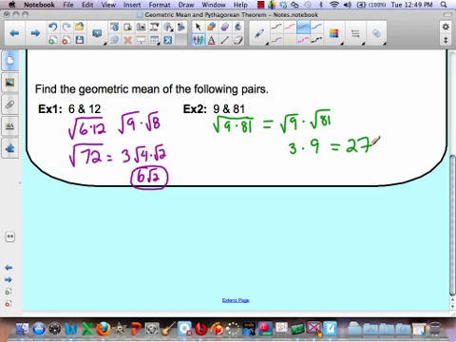Any questions on finding geometric mean? I will tell you that will be on your next test. Find the geometric mean between two numbers.